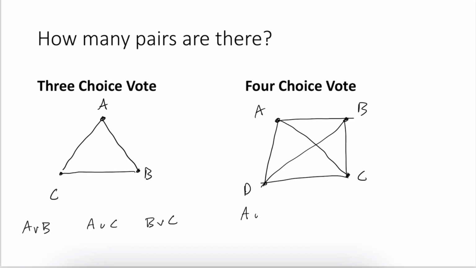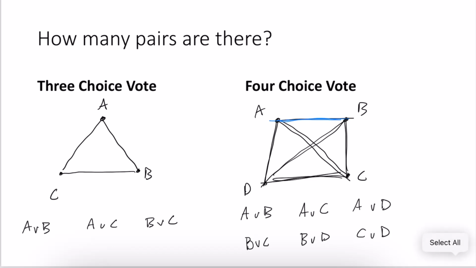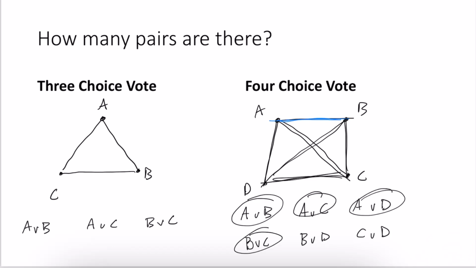So, you'd have A versus B, which is represented by this edge right here. You would have A versus C, which is this one. And then A versus D. And then you'd have B versus A, which we already have. You'd have B versus C, and B versus D. And then for C, you'd have C versus A and C versus B, which we already have both of those listed. And then you'd also have C versus D. And so there's 6 pairs that you would need to check in a 4-choice vote.